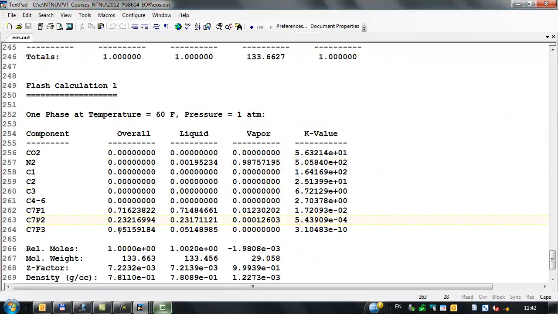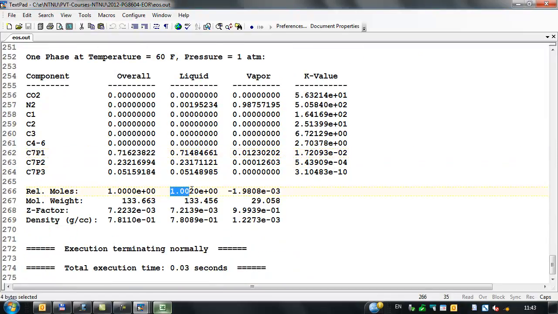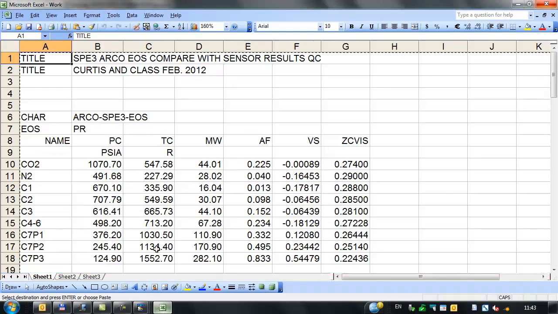Okay, now we've got only the C7+ coming here, and now we have its single phase, and it's actually doing what's called a negative flash. It's allowing it to do a negative flash. So I'm not going to let it do that. I'm going to force it to not allow negative flash.